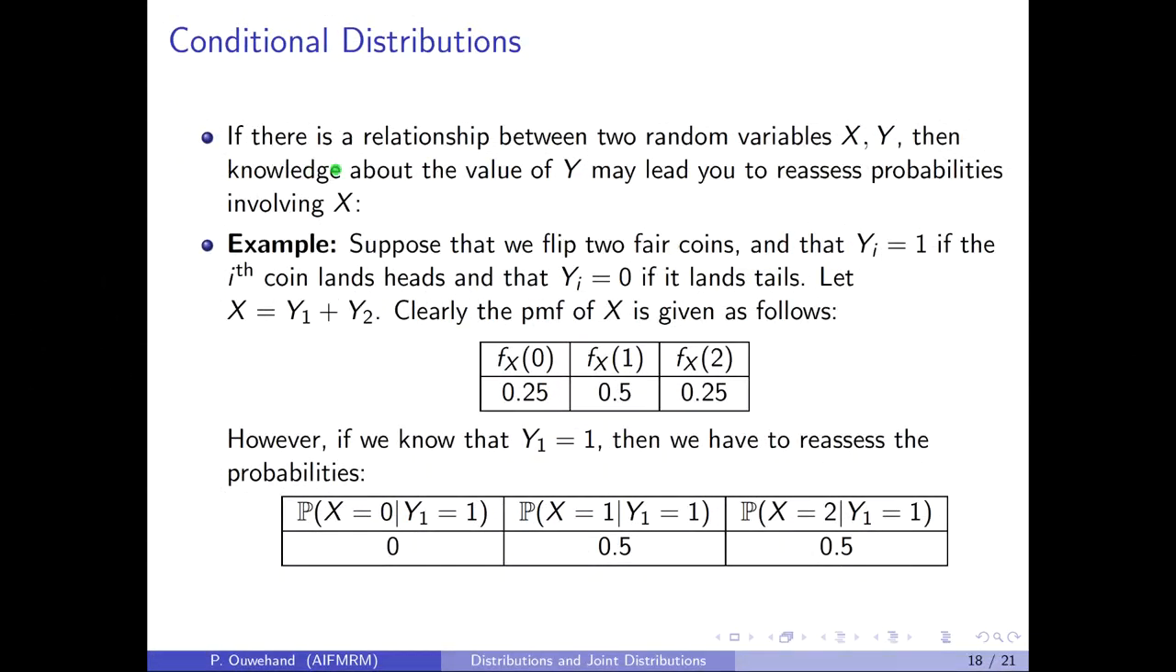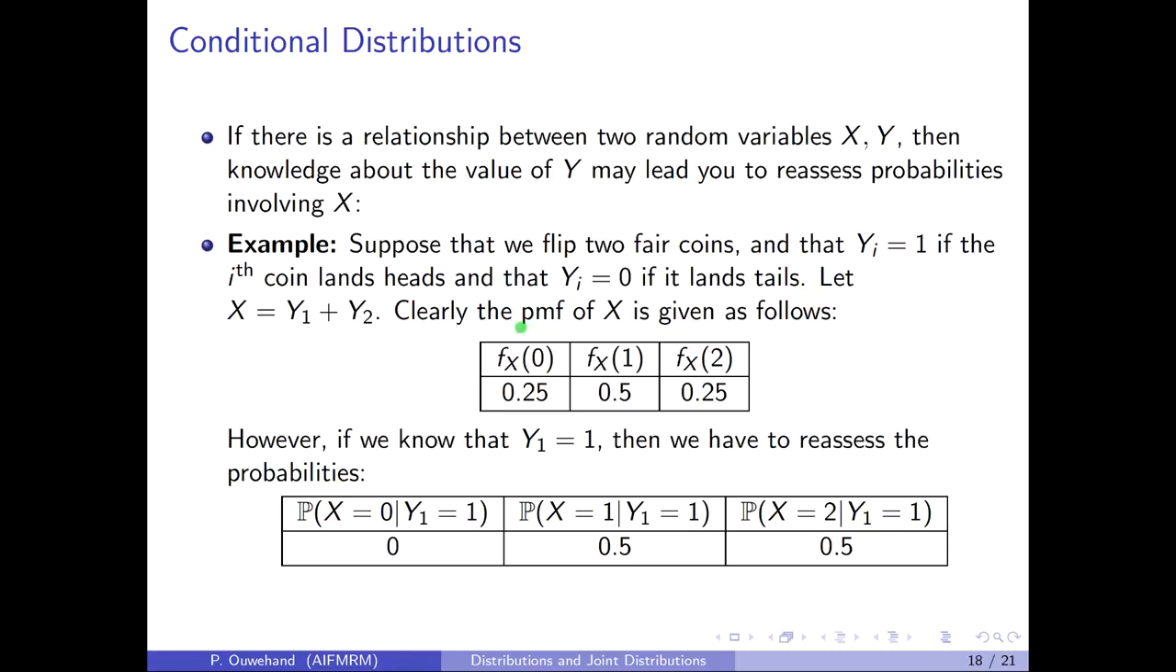Suppose there's a relationship between two random variables x and y. In that case, knowledge about the value of y may lead you to reassess probabilities involving the random variable x. For example, suppose that we flip two fair coins and that yi is equal to 1 if the ith coin lands heads and that yi is equal to 0 if it lands tails. Let us define x to be the sum of the two y's. X is equal to y1 plus y2.